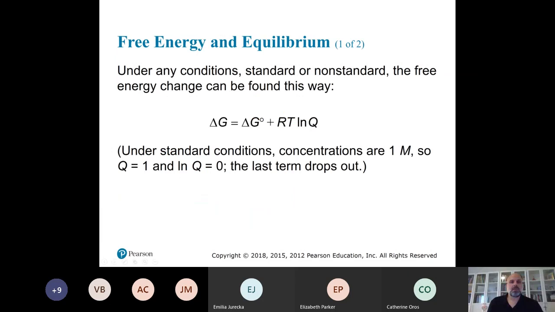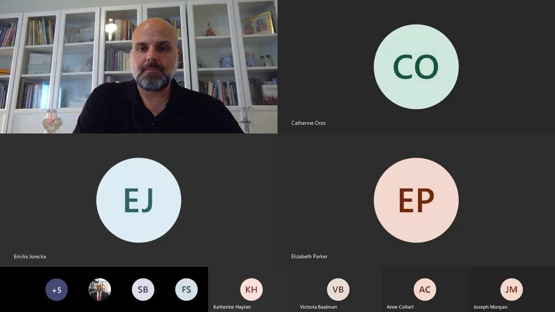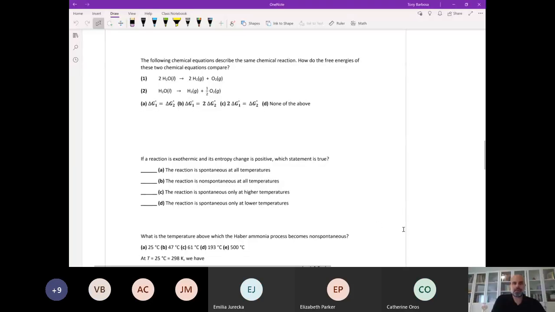All right, let's go through a quick sample problem. Let's see, here we go. All right, so this is the next problem.